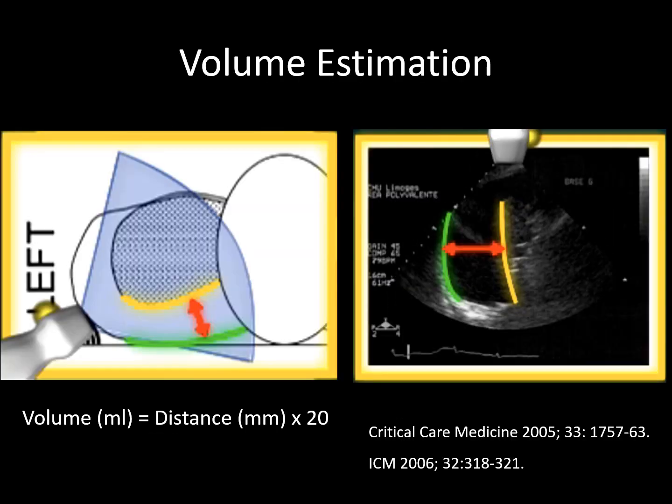Ultrasound is superior to chest X-ray at identifying the presence of pleural fluid and quantifying the volume. A validated equation to estimate the volume of pleural fluid in mechanically ventilated patients involves measuring the end expiratory interpleural distance at the lung base and multiplying this number in millimeters by 20.